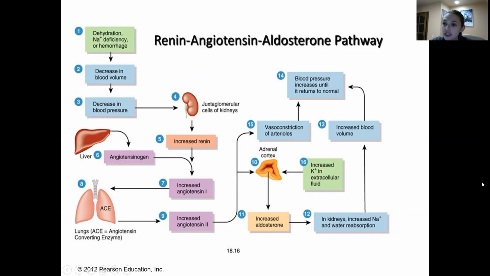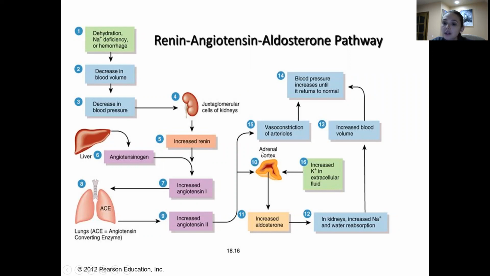The increased level of the active form of angiotensin 1 will be delivered to the lungs. In the lungs, angiotensin 1 is going to be converted to angiotensin 2. This mechanism happens due to the presence of the enzyme called angiotensin converting enzyme. As a result, angiotensin 2 is going to have several effects. The first effect is vasoconstriction of the arterioles, and in this way, blood pressure is going to increase.